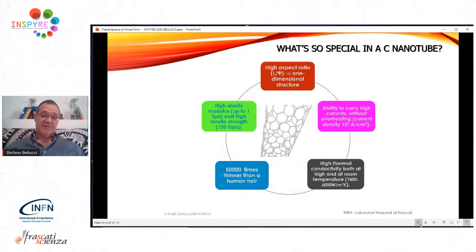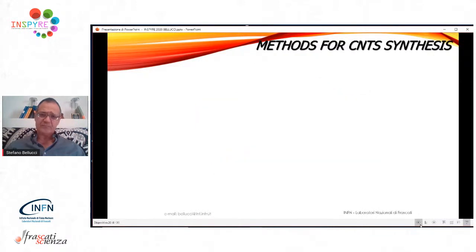And finally, it has very, very high thermal conductivity. That means that its thermal properties are suitable, for instance, for space applications in re-entry vehicles that need to realize shields that can sustain the very high temperatures in the re-entry in the atmosphere.